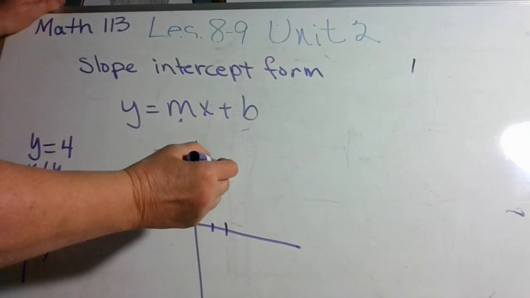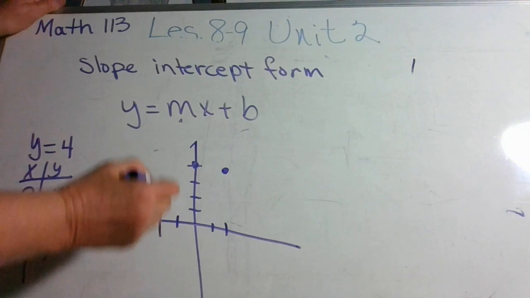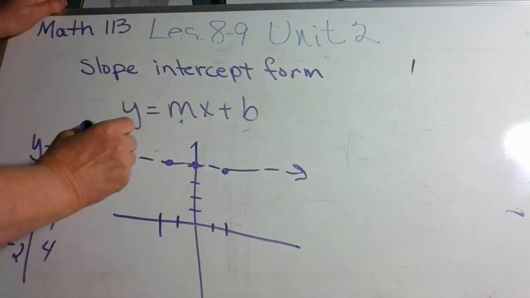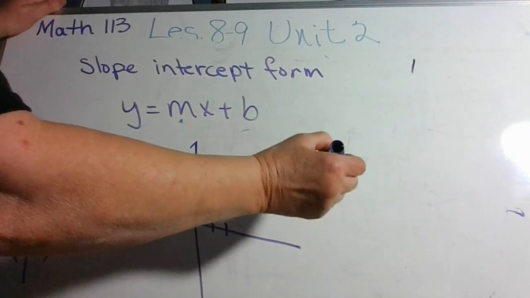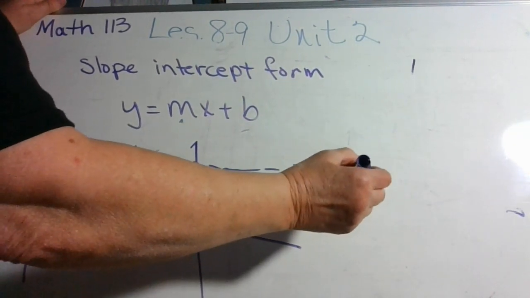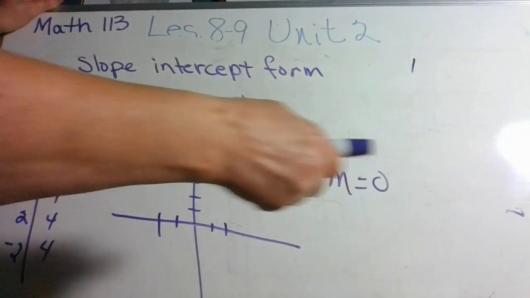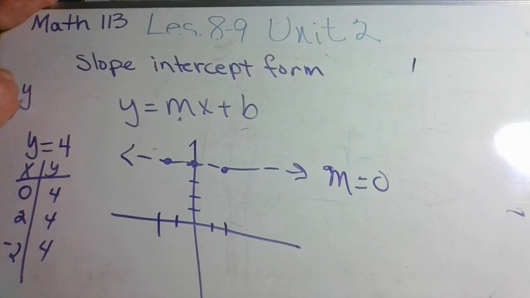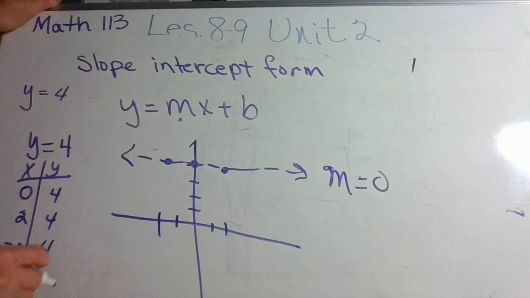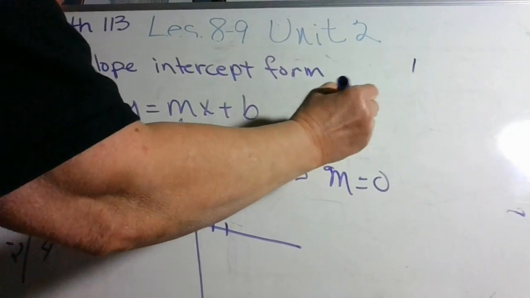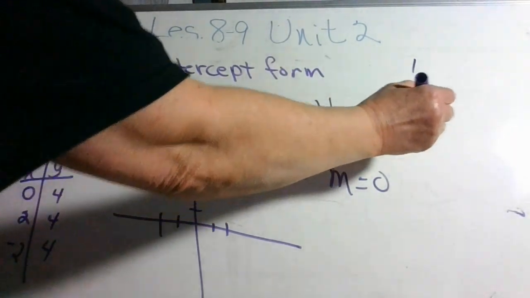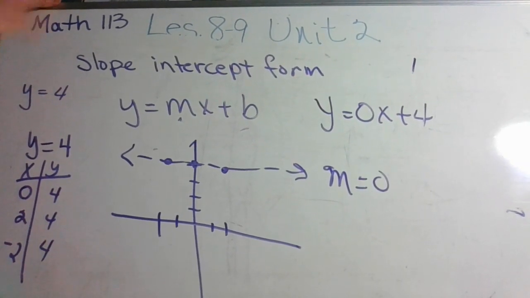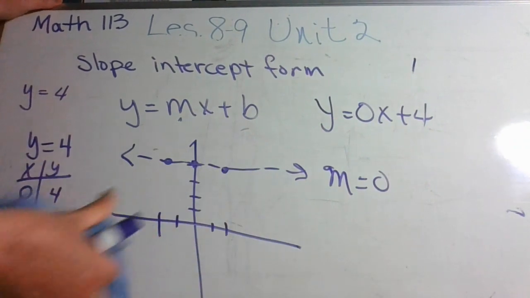Negative 2, 4. Right there. So there's our line across there. And the slope of that line is 0 because it's flat. No slope. That's why we can just say y is equal to 4, because y equals 0x plus 4 just means it has the slope of 0, and it doesn't have that term because it just zeroes out.